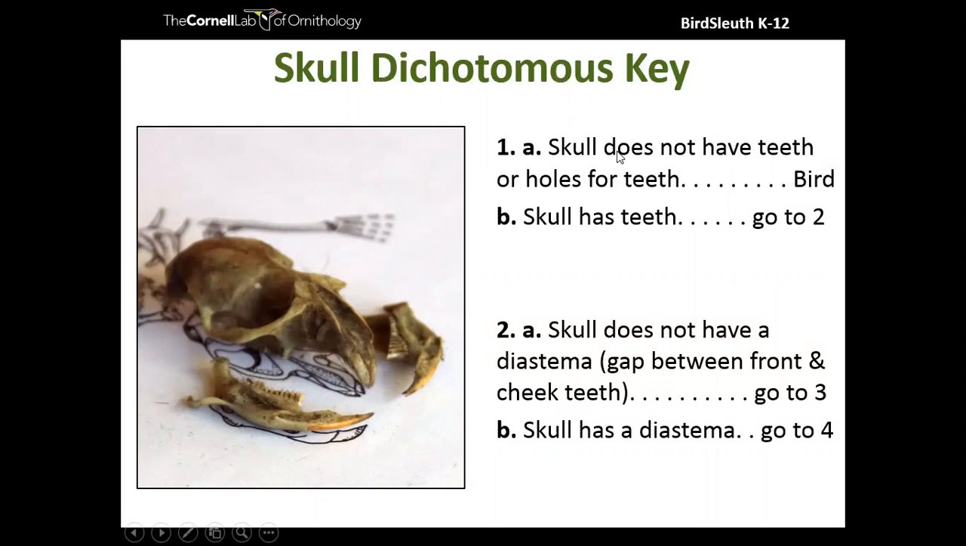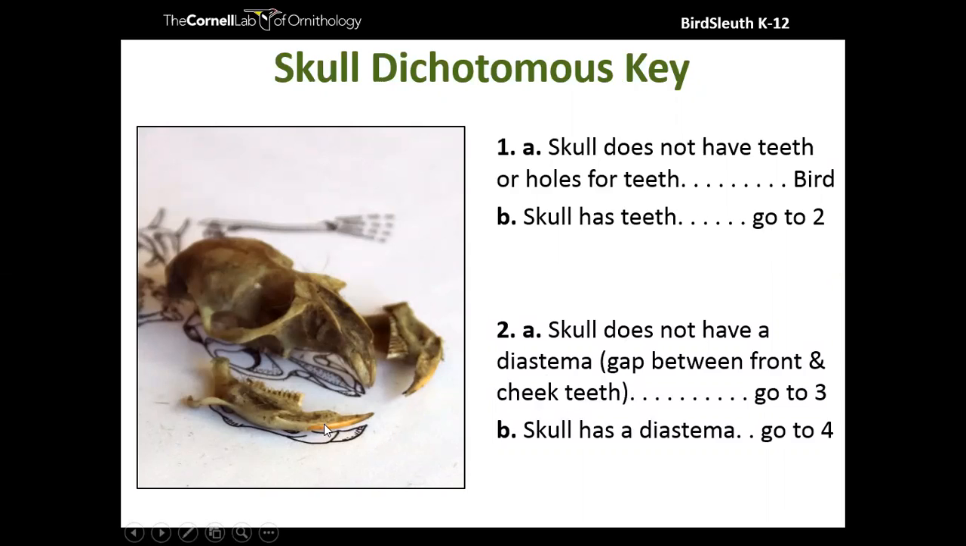The skull does not have teeth or holes for teeth. Well, the skull clearly has teeth right here on this mandible, so it's definitely not a bird. Birds don't have teeth. So we'd automatically have to choose 1B. Skull has teeth, so we're going to go to two. So the two, skull does not have a diastema, and that's a gap between the front and cheek teeth.